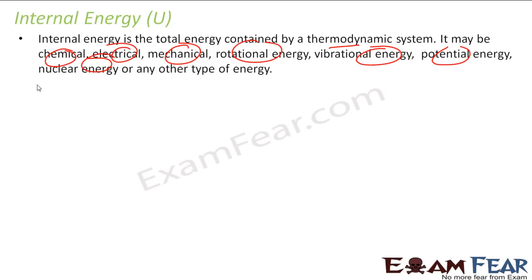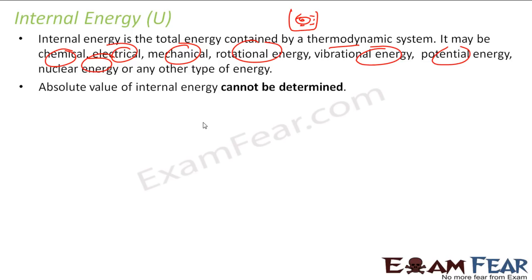But how will you determine? There are so many energies in the system. For example, I have one glass of water. It will have so many energies. It will vibrate. If you rotate it, it will have rotational energy, it will have mechanical energy, some chemical energy, potential energy. How will you calculate? It is impossible to calculate the internal energy of the system.